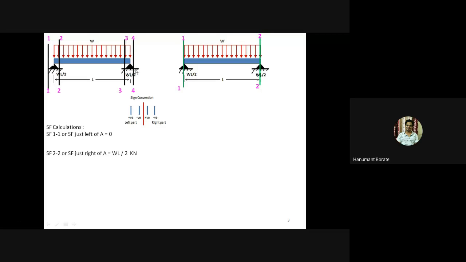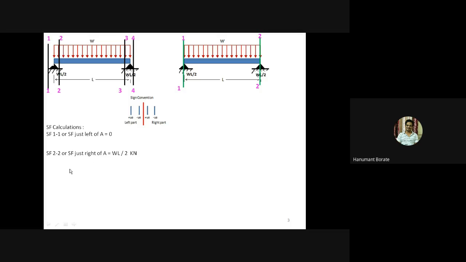Now consider section 3-3. This section 3-3, divide the beam into 2 parts, left part and right part. Concentrate on the left part only. Now check how many forces are acting on a left part of the section 3-3. There are the 2 forces. One is WL by 2 and this UDL, right?